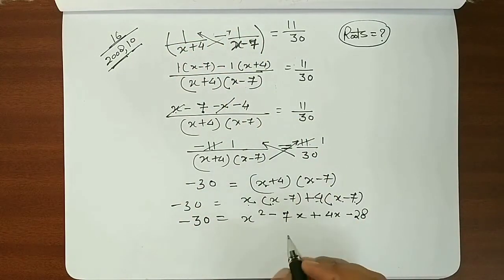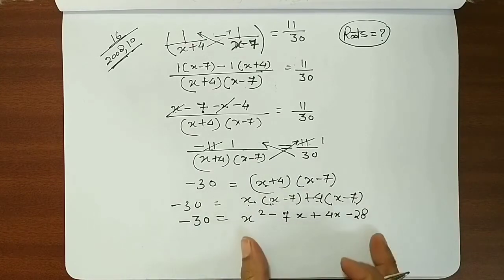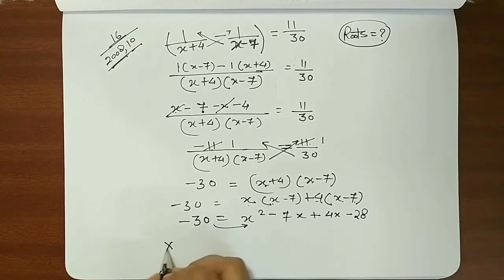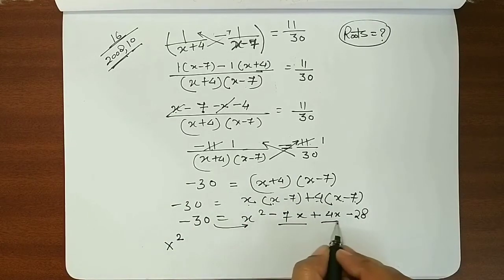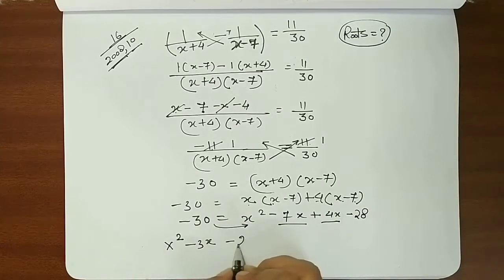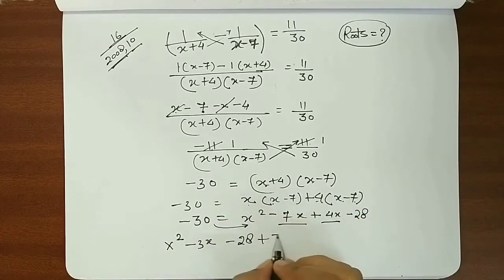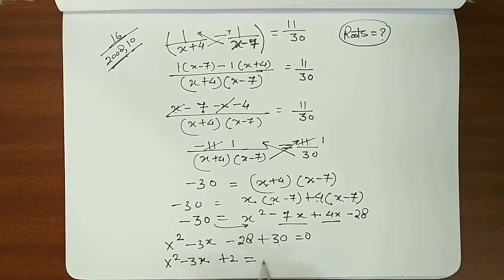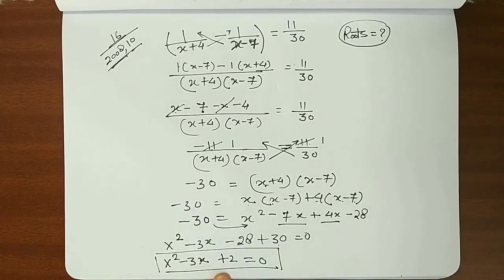I'm just trying to bring this expression into quadratic form. So let me take everything on one side. This 30 I will bring over and simplify. So this became x square. What is minus 7x plus 4x? It is nothing but minus 3x. Minus 28 is there, and I am taking plus 30 here. So what I got here is x square minus 3x, and 30 minus 28 is nothing but 2, equal to 0. This is my equation. So now I am ready to factorize.